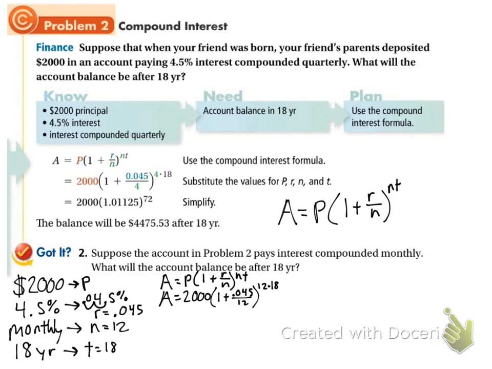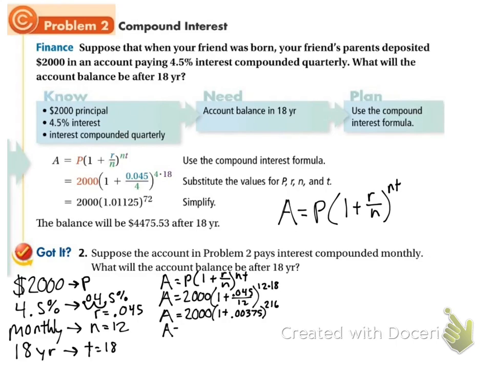So the first thing I'm going to do is divide this right here. On my calculator, I'm going to do 0.045 divided by 12. If you can help it and not round, that's best. You're going to get the closest answer. Or you need to round with a couple decimal points, okay? This comes out to be 0.00375. And while we're at it, why don't we simplify that exponent up there? 12 times 18 gives us 216.